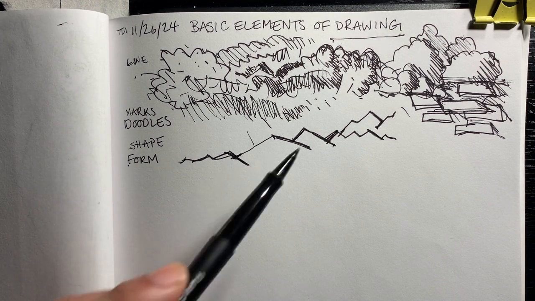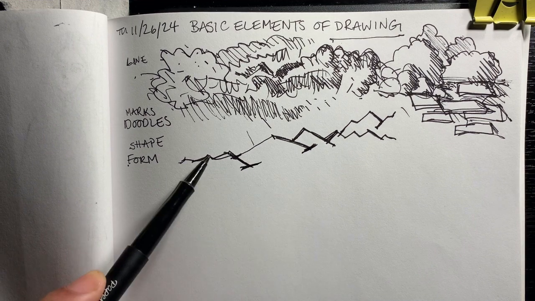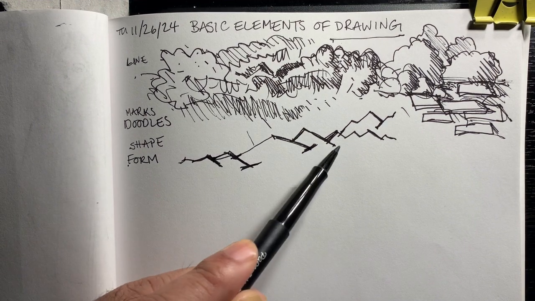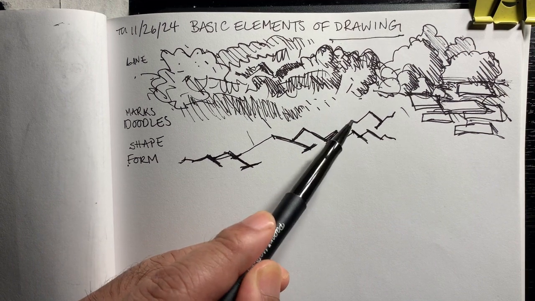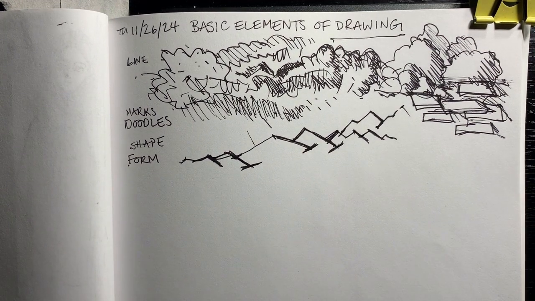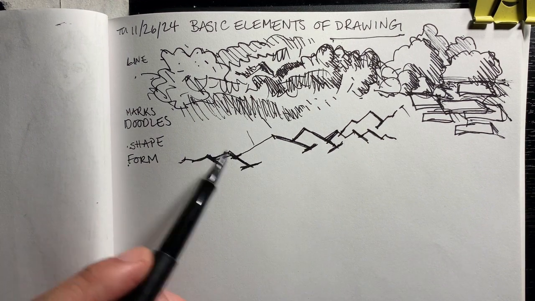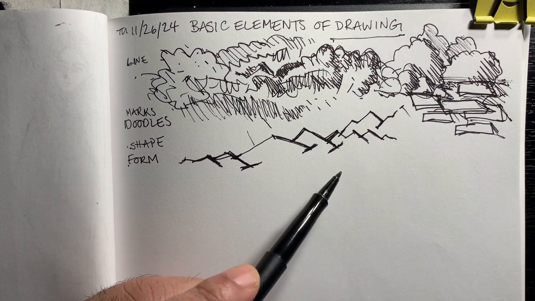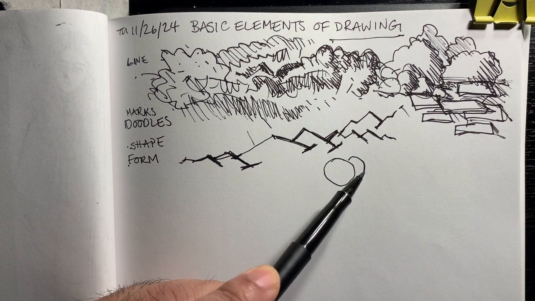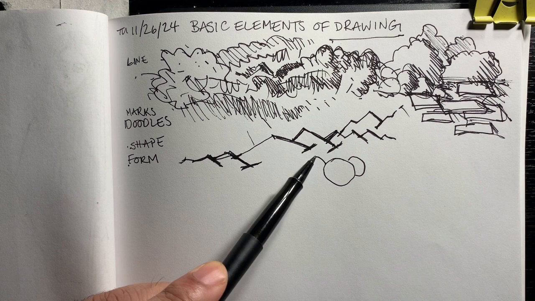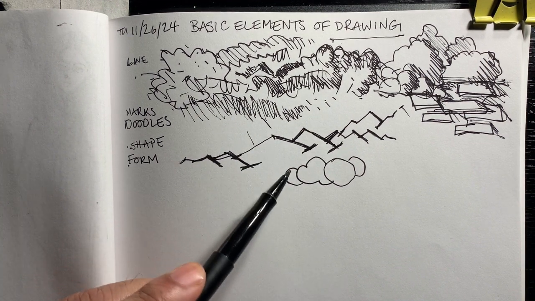So lines can overlap in this way. And the more you have them overlap, the more it looks like it's behind each other. Shapes can overlap. So, I kind of did it a little bit there. You can have different kinds of shapes that overlap.